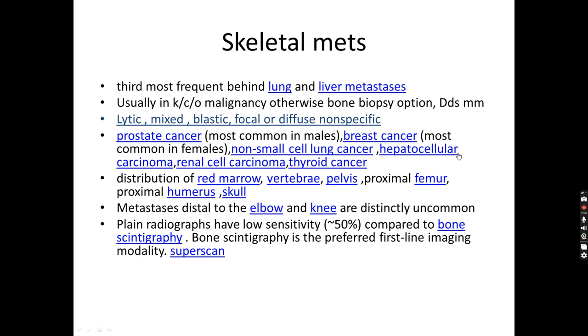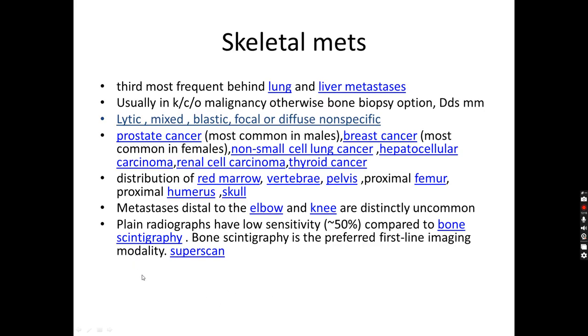Coming to skeletal metastasis, the skeleton is the third most common site after the lung and the liver. It has non-specific features, lytic, mixed or blastic type. It can be diffuse or focal. In males, prostate cancer is the most common, and in females, breast cancer is the most common cause of skeletal metastasis. Followed by that, we have lung cancer, hepatocellular carcinoma, renal cell carcinoma, thyroid cancer. Distribution obviously will be the red marrow containing sites like the vertebrae and the pelvis and the proximal appendicular skeleton. Distal appendicular skeleton, distal to the knee and the elbow, is rarely involved.